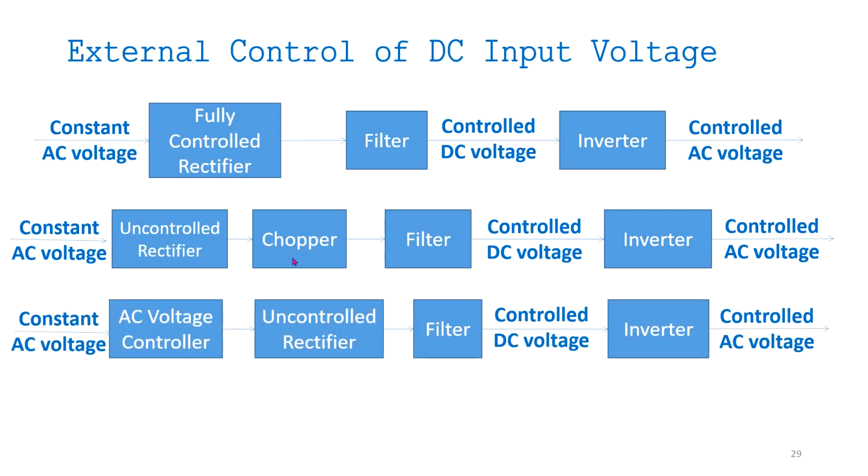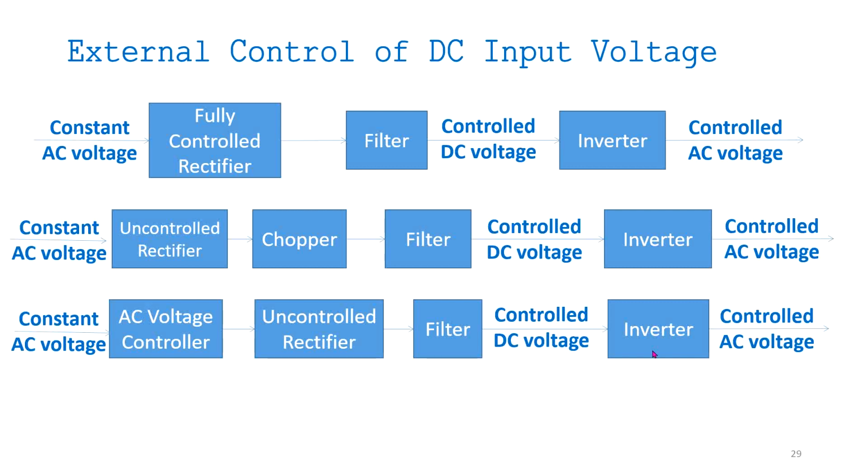There is another solution: constant AC voltage, then you add an AC voltage controller, and then an uncontrolled rectifier. Actually, you already introduce a controller over here, and you rectify with the uncontrolled rectifier, then filter it, and then ultimately you get a controlled DC voltage, which is fed to the inverter, and ultimately you come up with the controlled AC voltage.